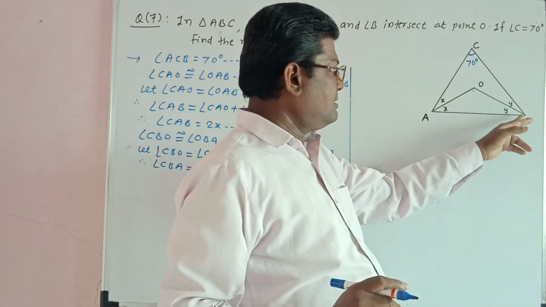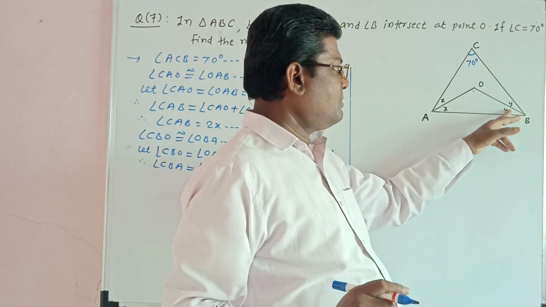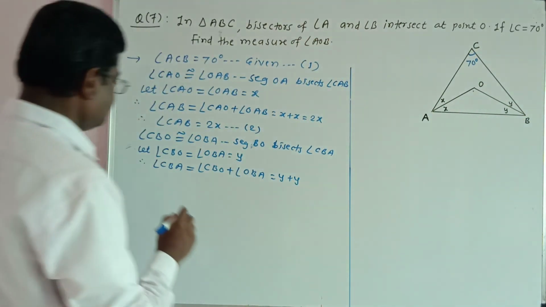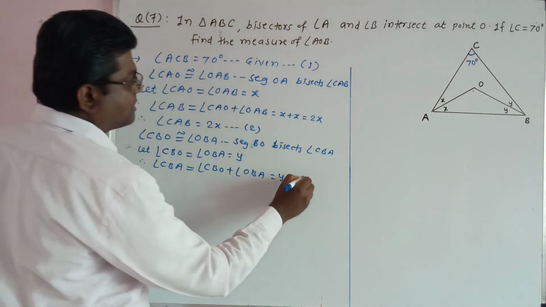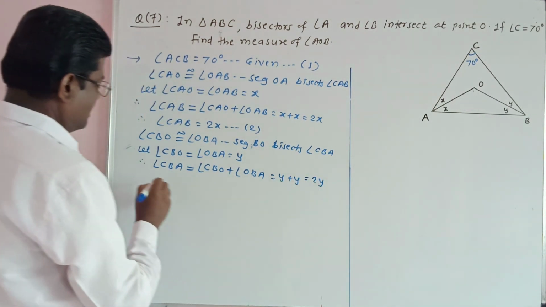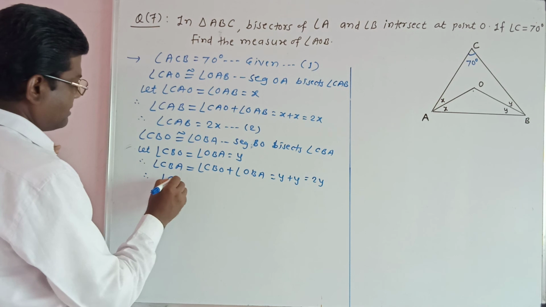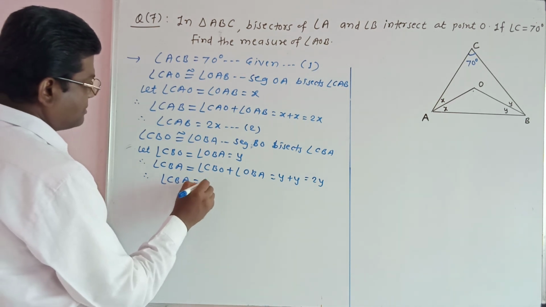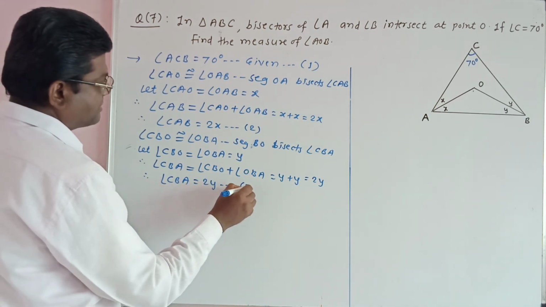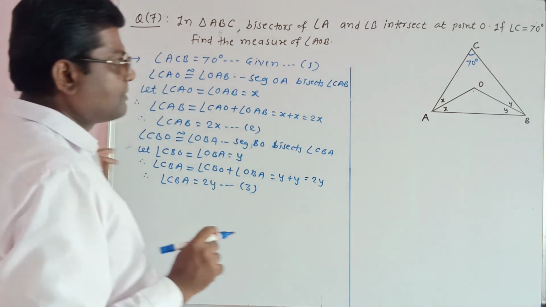So angle CBA is equal to y plus y, which is 2y. Therefore, we have angle CBA is equal to 2y. This is equation number 3.